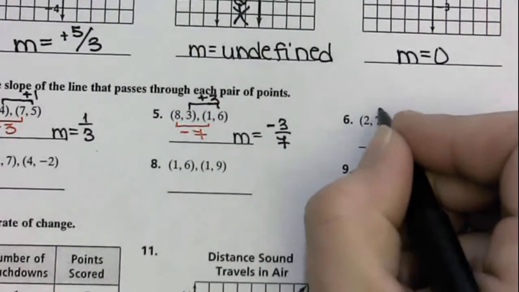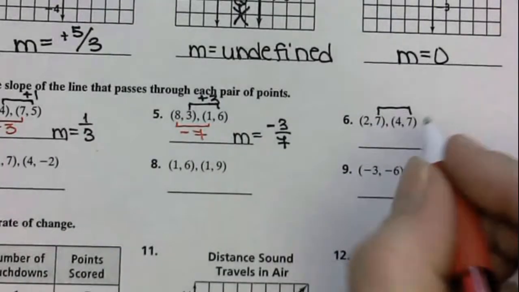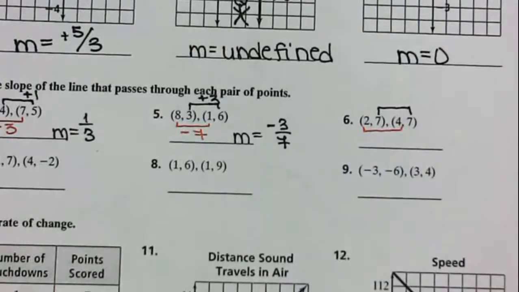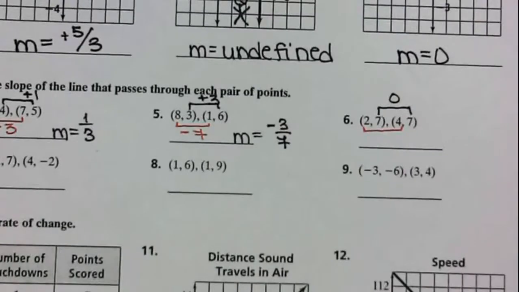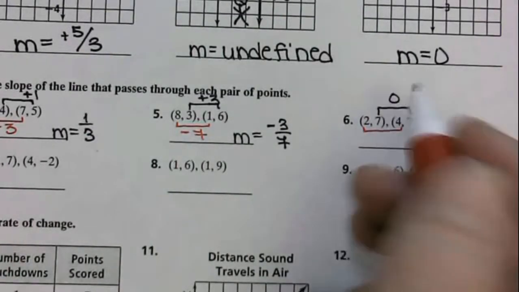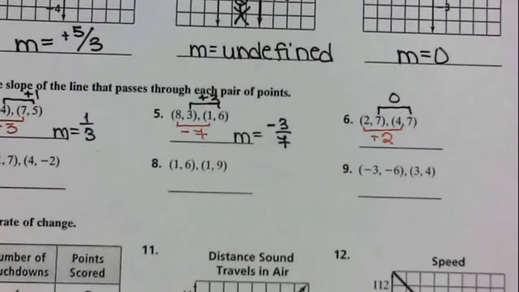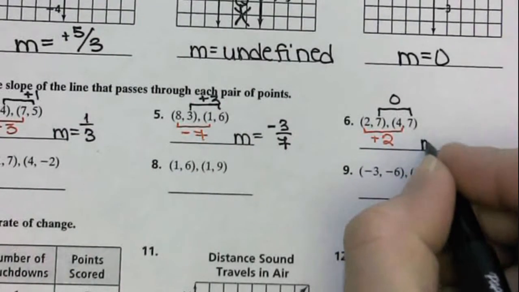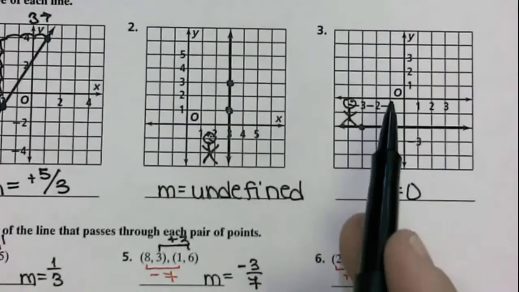Alright, connecting my y's on the top, connecting my x's on the bottom. From 7 to 7 on a number line is 0. I don't even need to do this, but from 2 to 4 is to the right 2. And so my slope is 0, which would be the flat line here that the guy's walking across.